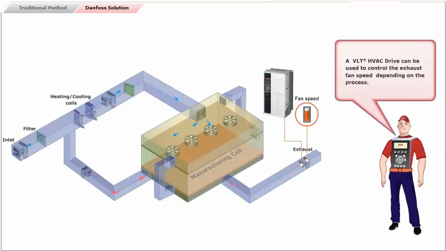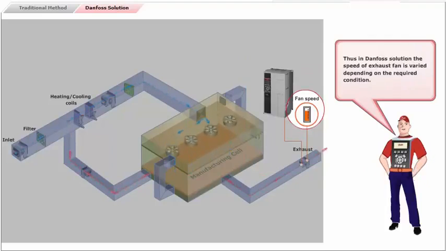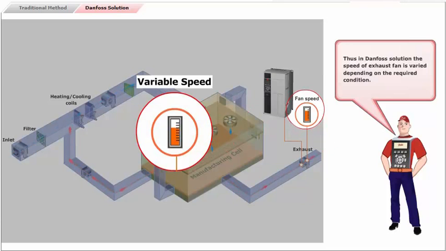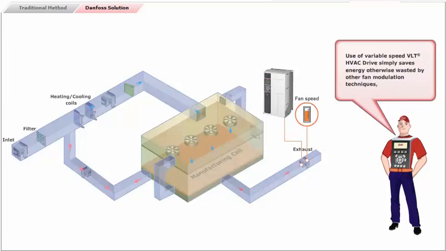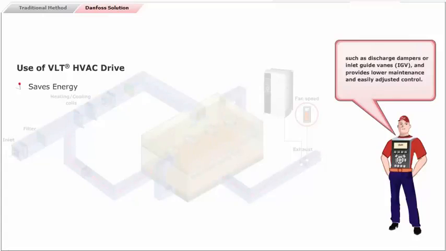A VLT HVAC drive can be used to control the exhaust fan speed, depending on the process. Thus, in the Danfoss solution, the speed of the exhaust fan is varied, depending on the required condition. Using a variable speed VLT HVAC drive simply saves energy otherwise wasted by other fan modulation techniques, such as discharge dampers or inlet guide vanes, and provides lower maintenance and easily adjusted control.